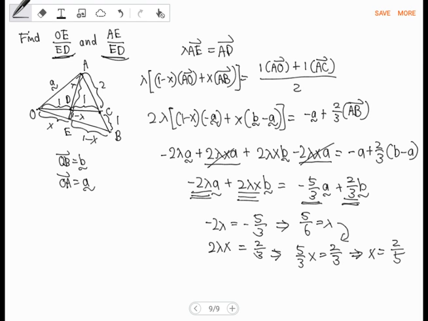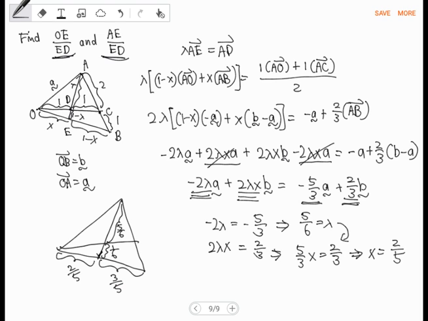Knowing that x equals 2/5, this changes the ratio. If I redraw the triangle, since my lambda is 5/6, this part is 5/6 and this part would be 1/6. Then x is 2/5, so this part is 2/5 and 1 minus x would be 3/5.